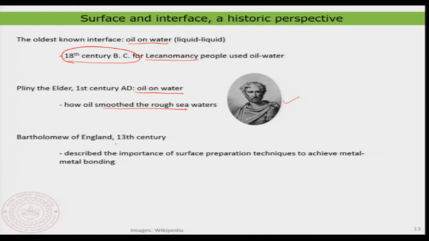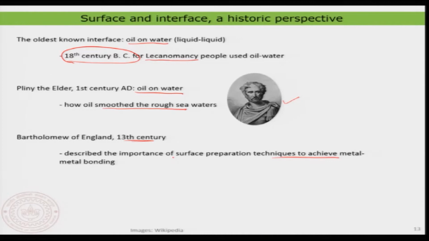Then in the 13th century, this is an important event I want to mention in the history of interfaces, because people were trying to make alloys of different types of materials or even form metal bonding. So, it was very important for people to know the surface microscopic structure or surface roughness, for example, or the nature of the surface, in order to stick two metals together.